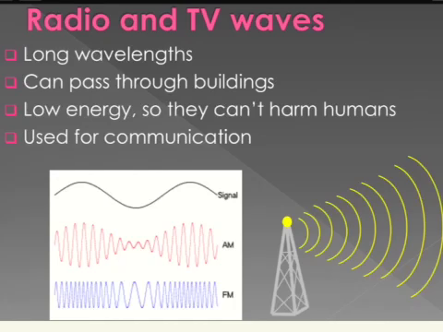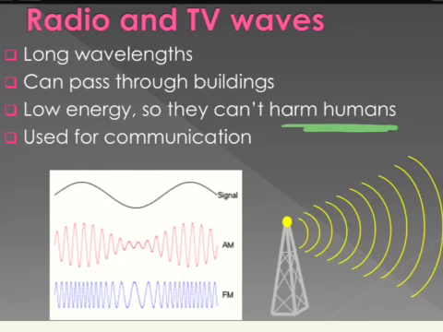First of all, radio and TV waves. Okay, radio and TV waves have the longest wavelengths. They can pass over buildings, but some of them are small enough that they can pass through buildings. They have the lowest amount of energy, and because of that, they never hurt us. They're not in any way harmful. And of course, we use radio and TV waves for communication purposes.